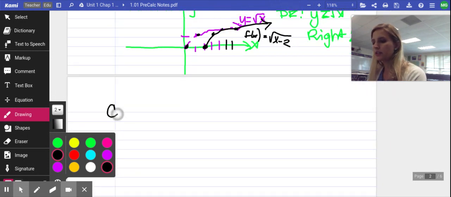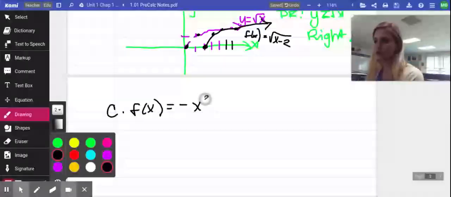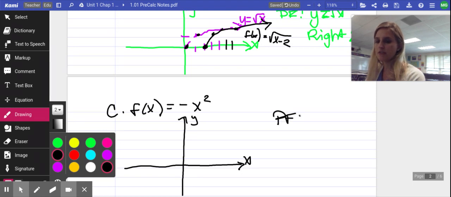All right, to C. For this one, we're doing f of x equals negative x squared. So no parentheses this time is the big difference from letter A. So first we want to talk about what is our parent function. So for the parent function, we're going to take off that negative out in front. It would just be y equals x squared.